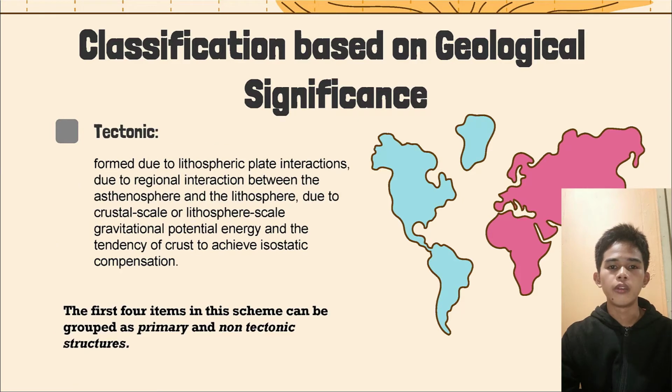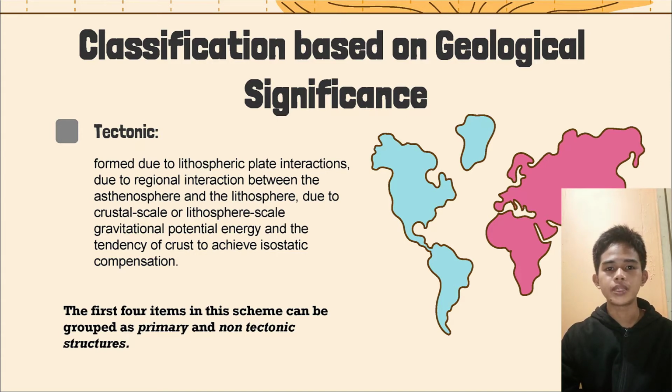Tectonic: formed due to lithosphere plate interaction, due to regional interaction between the asthenosphere and the lithosphere, due to crustal scale or lithosphere scale gravitational potential energy, and the tendency of crust to achieve isostatic compensation.